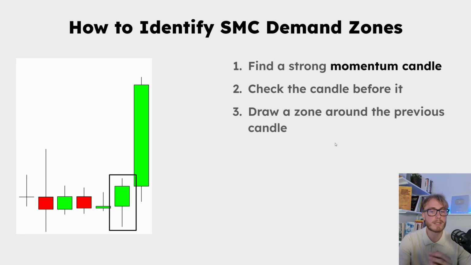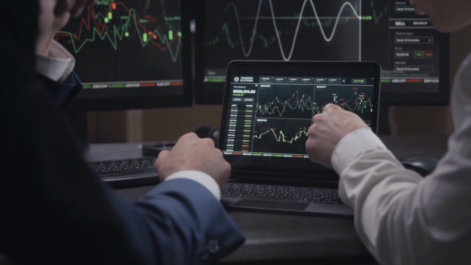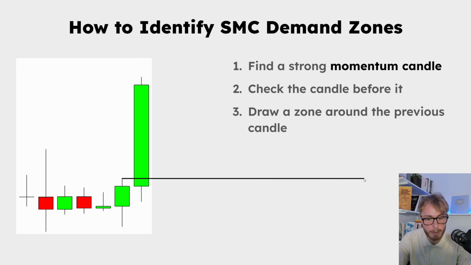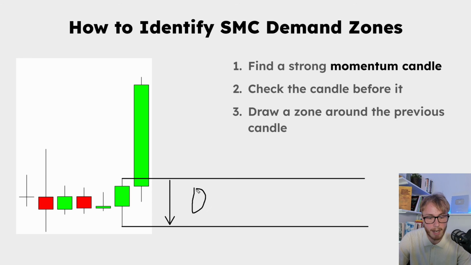Step number 3 is to draw a zone around the previous candle. And when it comes to drawing supply and demand zones, traders will always have different strategies and different methods on exactly how to draw these zones. But a straightforward and simple strategy here is to simply draw a zone around the previous candle. So what we want to do here is that we want to draw a zone from the highest point of the previous candle to the lowest point of the previous candle. So the length between these 2 points will be our demand.